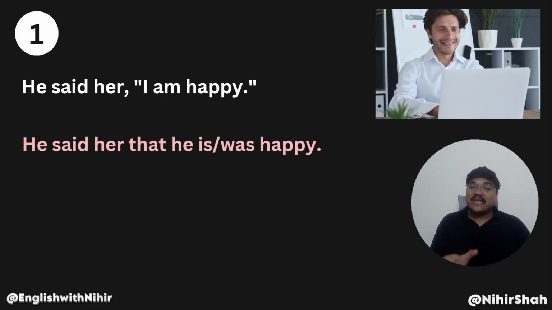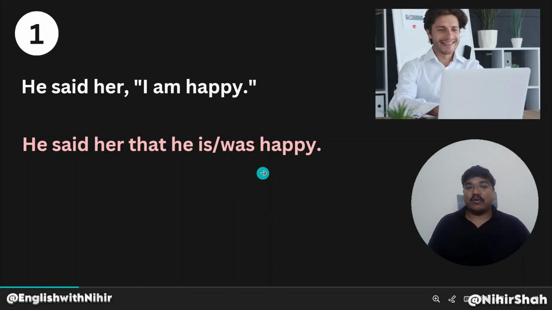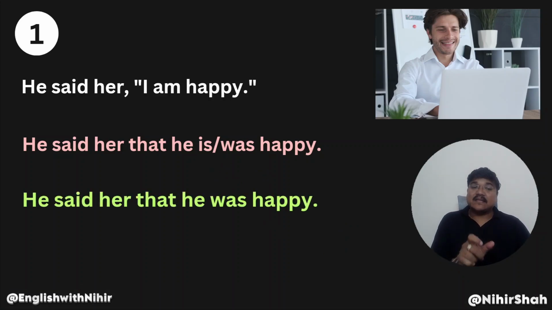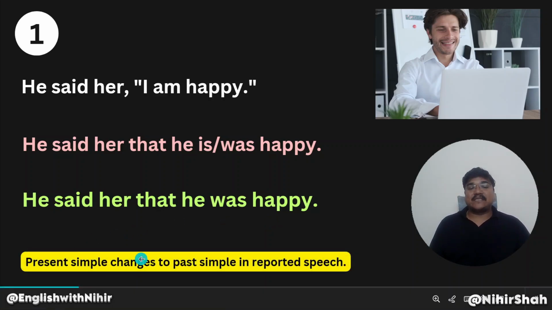Let me help you. He said to her that he is or was happy. Which of these two words is correct? Is or was? Think about it. I hope you would have given the correct answer. The answer is, he said to her that he was happy. Now, why is it so? Because present simple changes to past simple in reported speech.